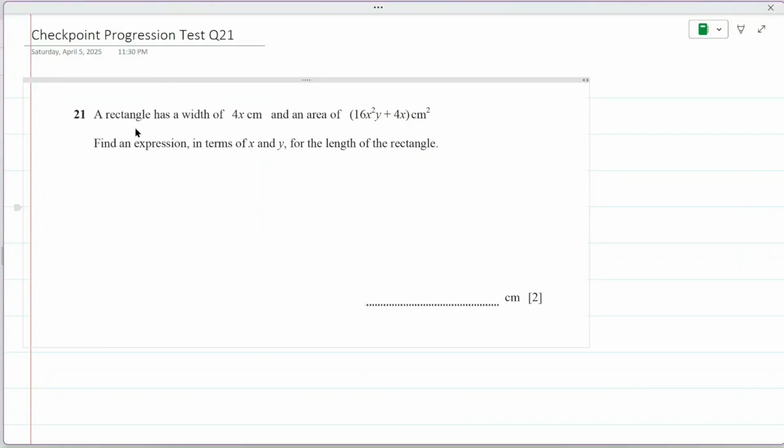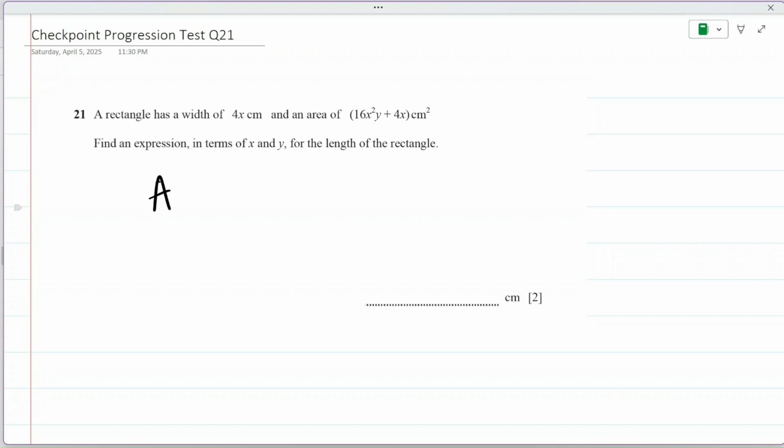Question 21. A rectangle has a width of 4x centimeters and an area of (16x²y + 4x) centimeters squared. Find an expression in terms of x and y for the length of the rectangle. You've been given the area and the width, and you're asked to find an expression for the length.